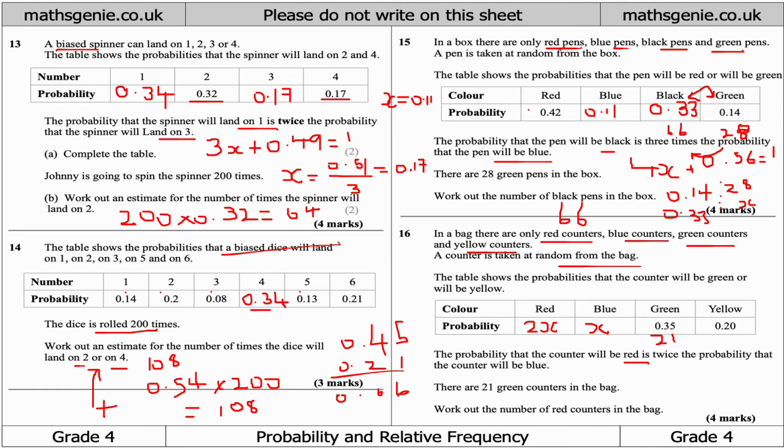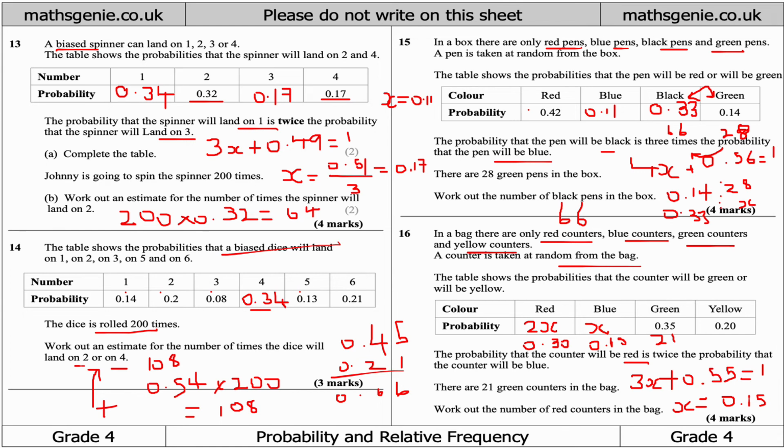So let's form our equation first. We're going to have 3x plus 0.55, and when you add those it is equal to 1. Solving this linear equation, taking away 0.55 from both sides and then dividing by 3, I get that x is equal to 0.45 divided by 3, which is 0.15. So 0.15 there, and then red is going to be 0.3, because it's twice that, 0.30.